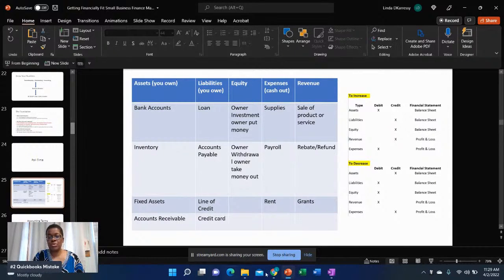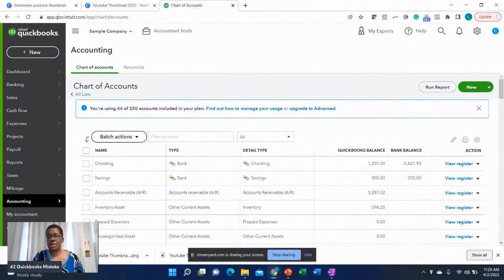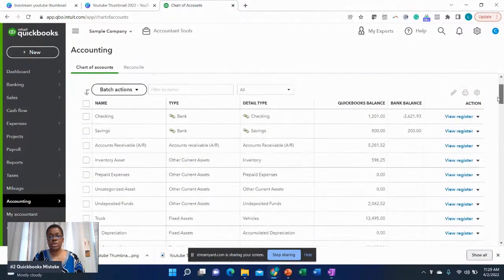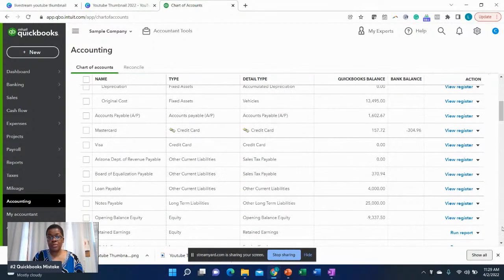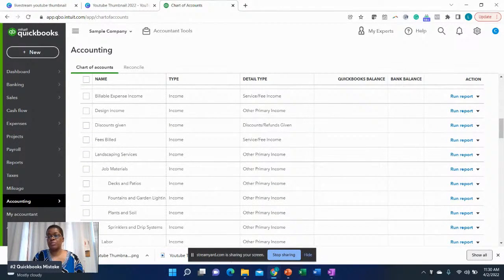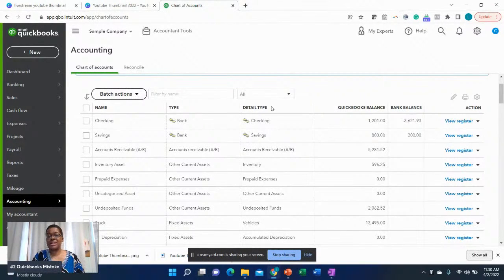So, let me give you a quick demo in QuickBooks. This is a sample company and this is the chart of accounts for this sample company. In QuickBooks, you have the name of the account, you have the type. This is very important. This is what I was talking about. You need to make sure you understand these terms. What's current asset? What's fixed asset? Let's go down here. What's liabilities? What is equity? What's income? And then also, QuickBooks has the detail type.